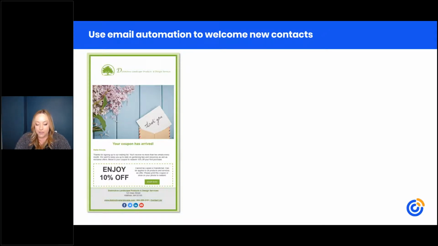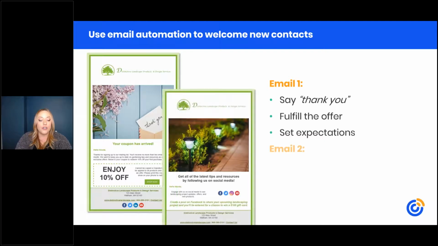So one of my favorite ways that you can use automation is when somebody joins your list. When you have a new subscriber, you want to send them some sort of welcome email. And typically when you ask for an email address, you're offering something in return, whether that's some sort of download, a discount, or an exclusive video that you want them to watch. So in your welcome email, you want to make sure that you have said thank you for giving me your contact information, and then you've provided them the offer. So you've fulfilled that offer that you promised them.